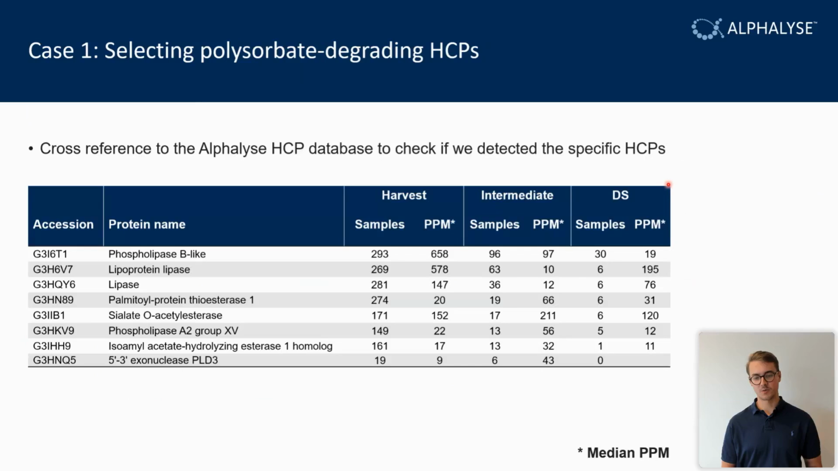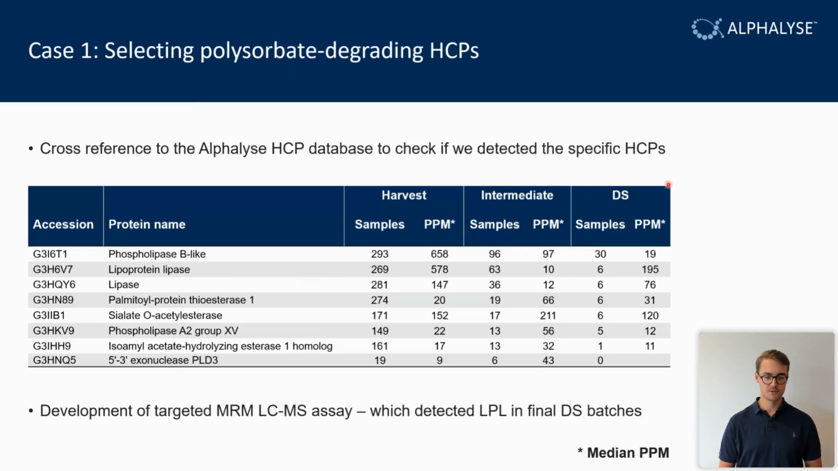And using AlphaBase, we got this list of 8 different lipases, which we then could set up a MRM assay to detect the different lipases with. And this was something which was successful for this client, as we were able to detect that actually was LPL, which was causing this polysorbate degradation in their final DS batches.